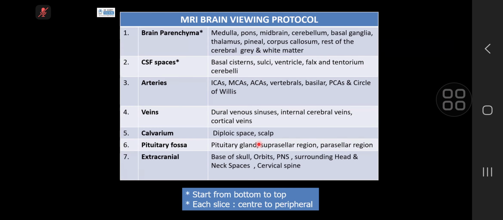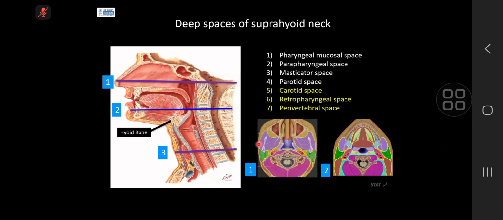The first learning point was your viewing protocol. When you are looking at the brain MR, please also look at everything else which is visible, and I'll show you on the sequences which we picked up. In suprahyoid head and neck radiology, the key concept is: what is the epicenter of the mass, and from the epicenter, where is it going? You will get marks because of that. First of all, you will get the diagnosis because of that.